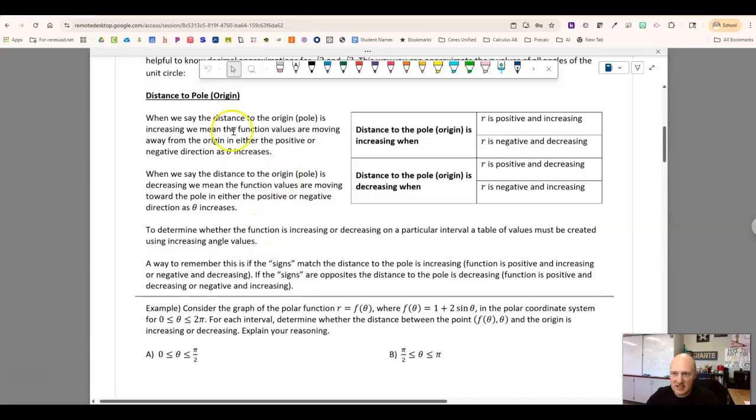Okay. Let's go ahead and talk about our first topic here, which is distance to the pole. When we say that the distance to the pole or to the origin is increasing, we mean that the function values are moving away from the origin, in either the positive or negative direction, as theta increases. When we say that the distance to the origin or the pole is decreasing, we mean that the function values are moving toward the pole in either positive or negative directions as theta increases, okay?